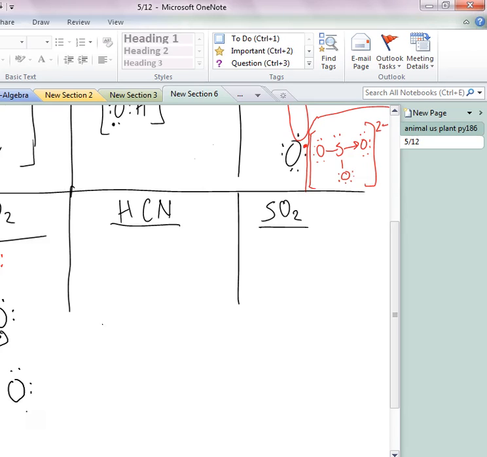Nitrogen, hold on, let me make sure that nitrogen's 5: 1, 2, 3, 4, 5. Oxygen is 6 each. Okay, right? So this gives me 8 around this oxygen. Can you see my dots? Kind of small. 8 around the nitrogen. There are 8 around the nitrogen, and there are 7 around the oxygen.